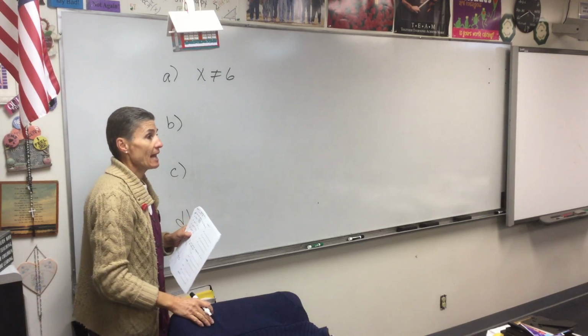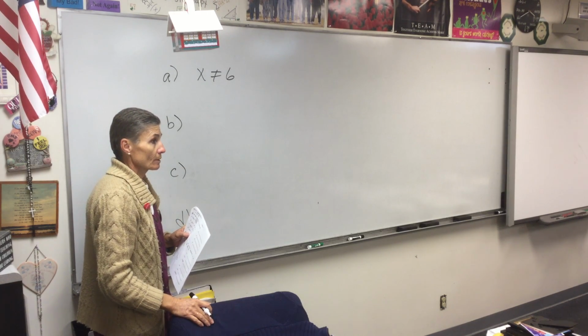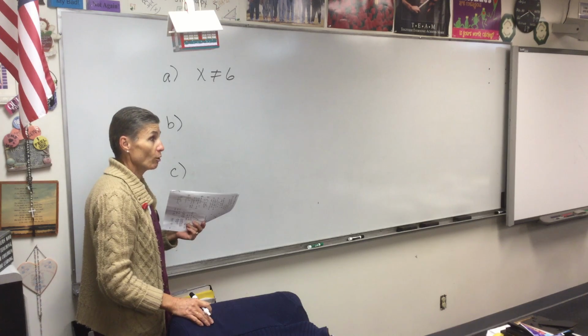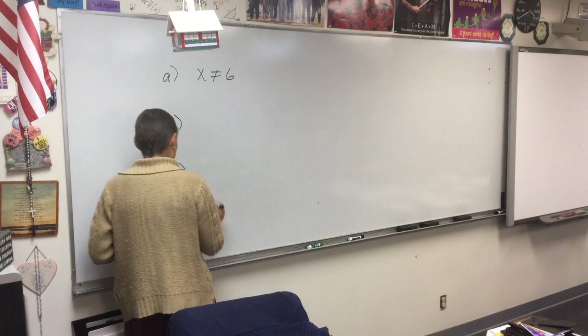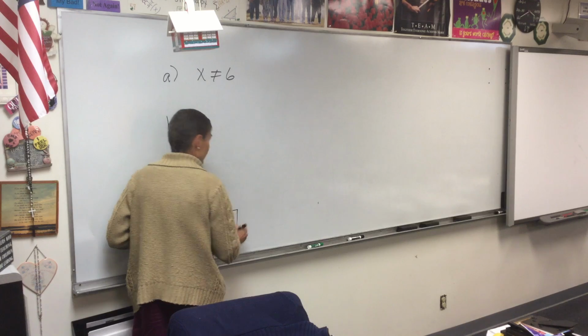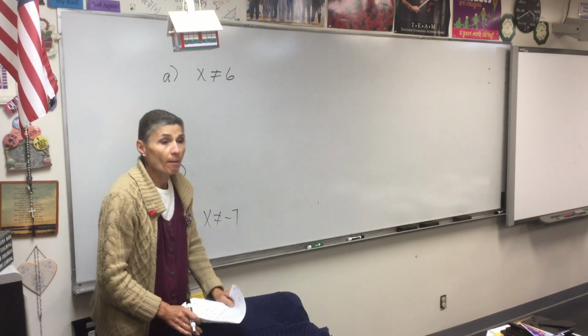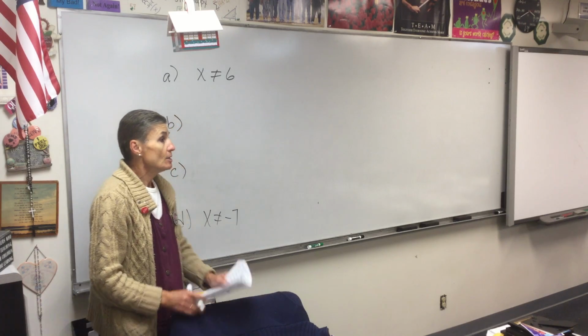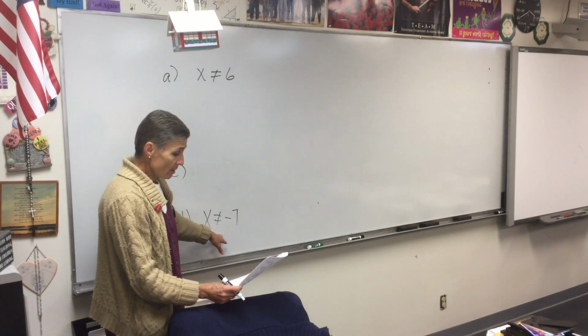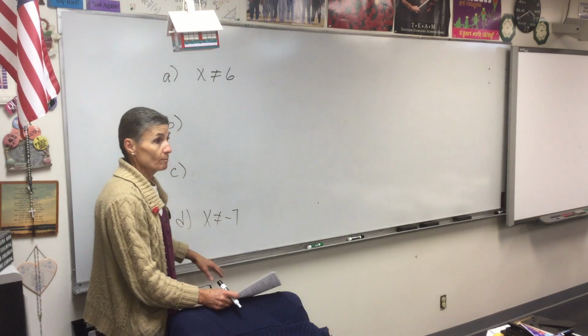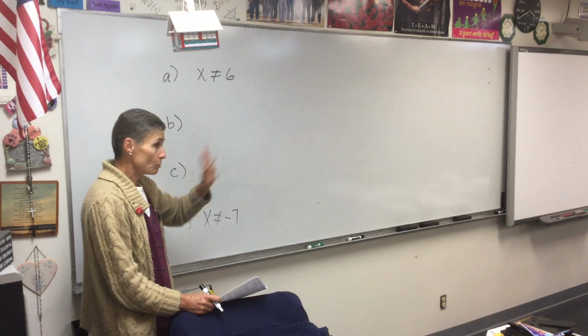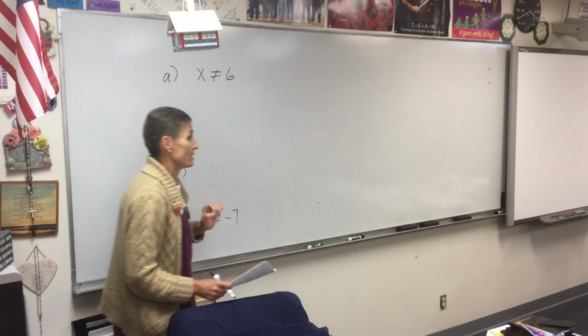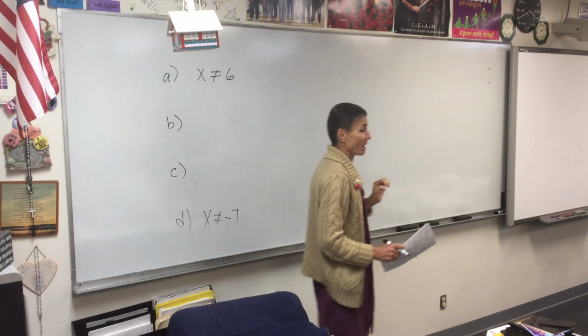Now, D has a denominator. What do I know about that? X cannot equal -7. If there is a denominator, you can't have a 0 down there. So X cannot be whatever would make it 0. All right? Those are the only 2 problems with denominators. All right. What else do I worry about with radicals?